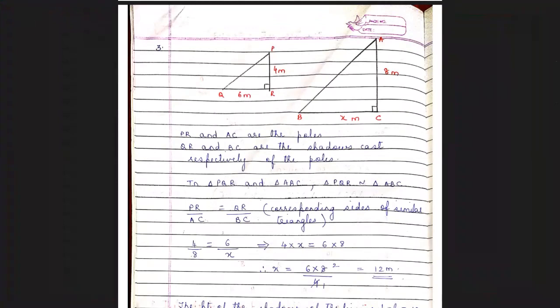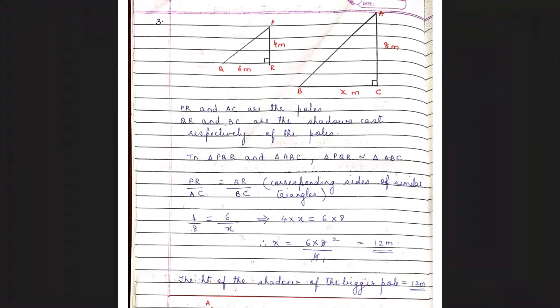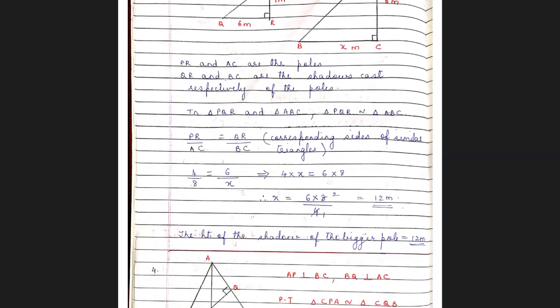PR and AC are the poles, QR and BC are the shadows cast respectively by the poles. Now in triangle PQR and triangle ABC, triangle PQR is similar to triangle ABC by SAS test, I told you. Therefore, I can take the sides in proportion, PR upon AC equal to QR upon BC. They are the corresponding sides of similar triangles. Henceforth, I'll write it as CSST, corresponding sides of similar triangles. Substituting the values, 4 upon 8 equal to 6 upon x. Cross multiply, I get my value as 12 meters. Final answer: the length of the shadow of the bigger pole is 12 meters.